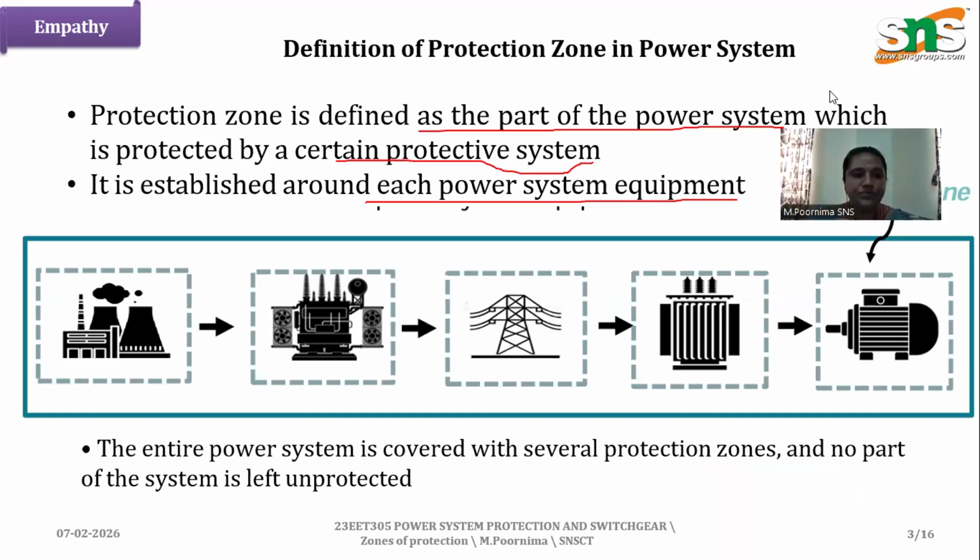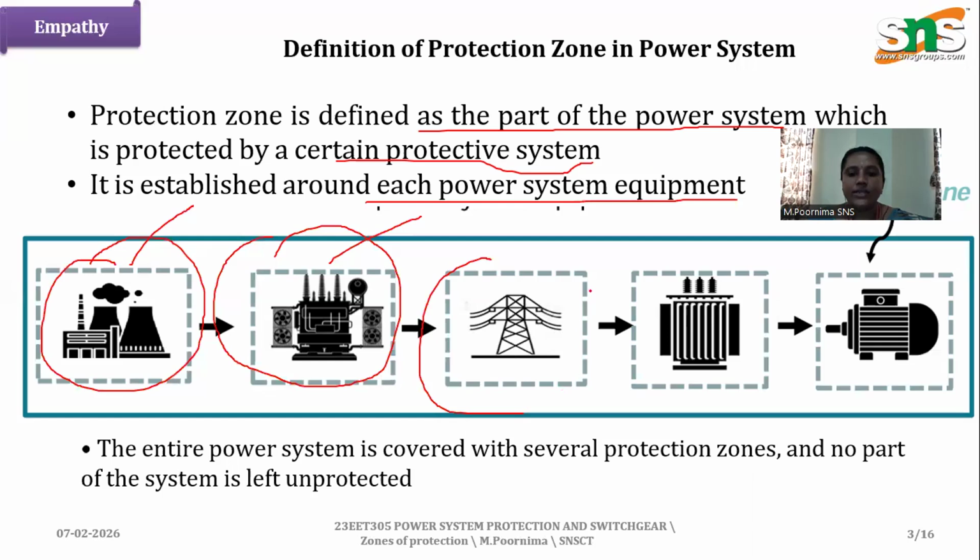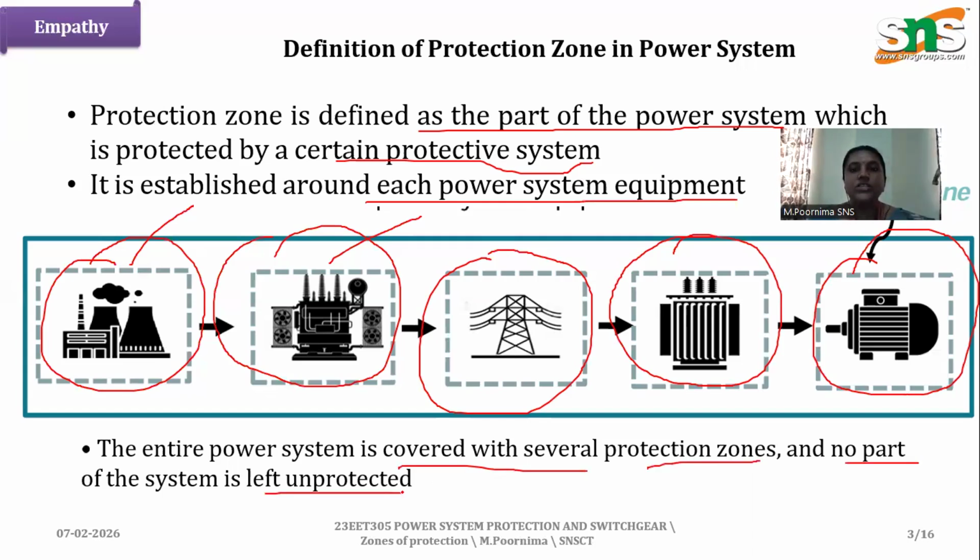Here we have the generating station. From the generating station we have a step-up transformer, then the transmitting station, and at the receiving end we have another transformer which steps down the supply, and finally we give it to the load, a commercial load or whatever the load may be. The entire power system is covered with several protective zones, and no part of the system is left unprotected. Even if a small part of the power system gets a fault, the entire system can collapse. So protection is very much needed.